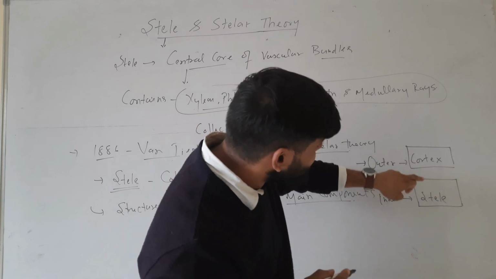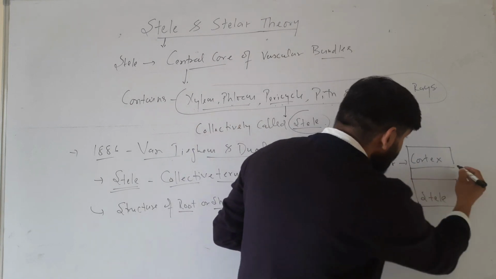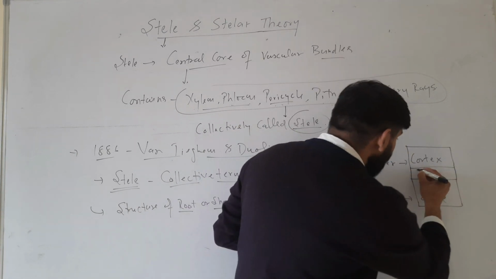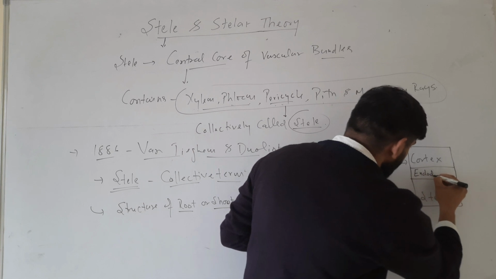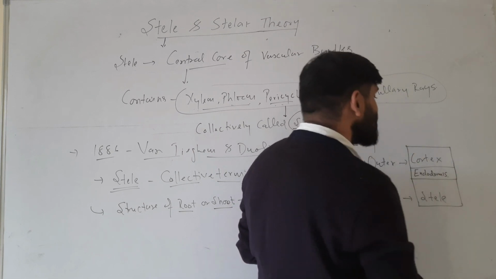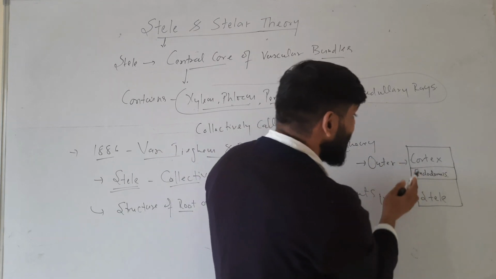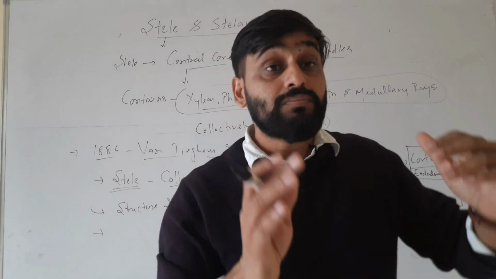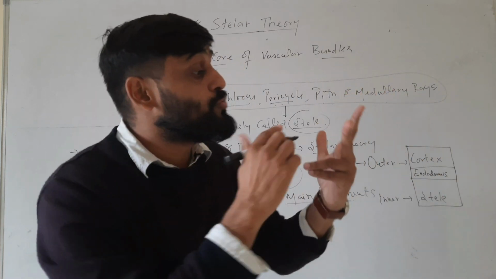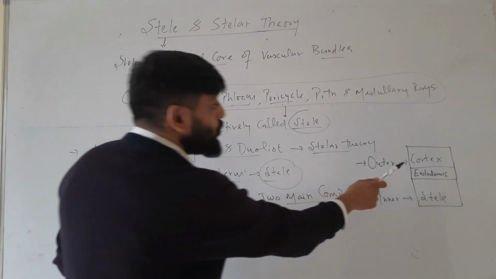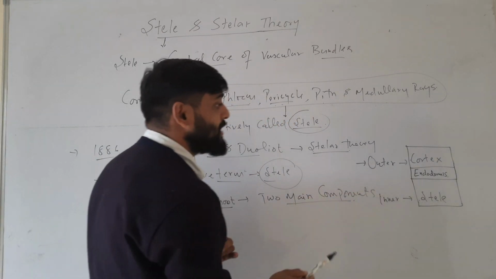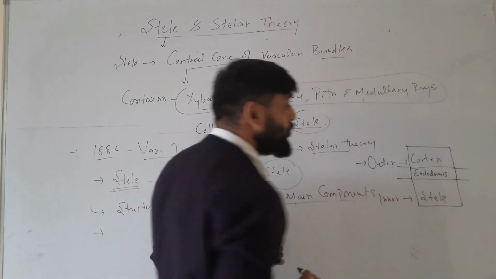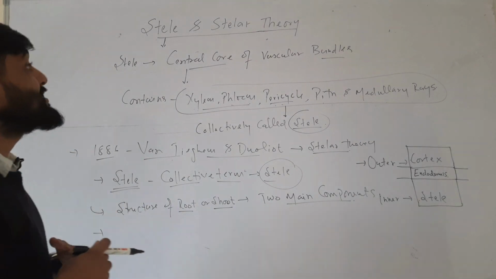This cortex and stele are separated by a layer. That layer is present between cortex and stele, and that layer is called endodermis. So this endodermis separates the cortex and stele. So this is Stelar theory. In Stelar theory, they said that the structure of root and shoot has two main components, cortex and stele, and these components are separated by a single layer called endodermis.